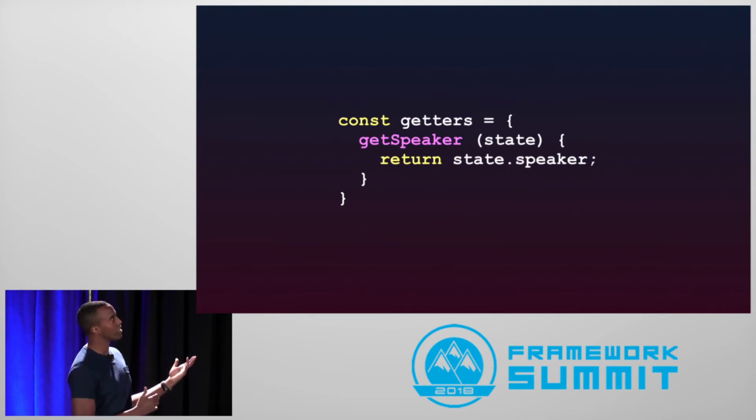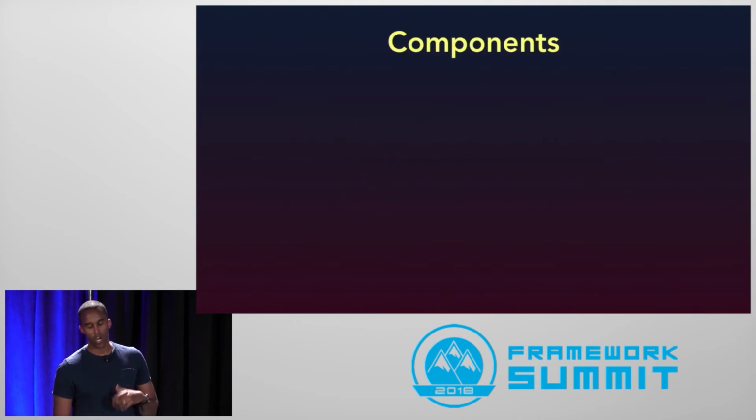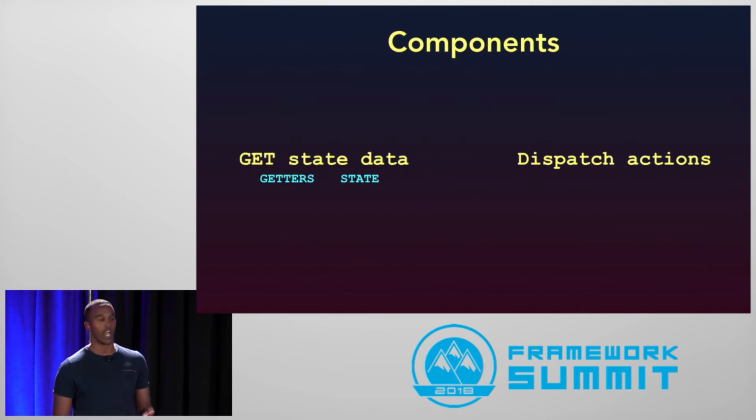Here we have a very simple getSpeaker getter that returns the speaker value from our state. And like mutations, getters always have access to state as the first argument. So now what do components do with a well-built Vuex store? They literally do one of two things. They either get state data with getters or state, or they simply dispatch actions. A well-built Vuex store pretty much takes care of everything else.